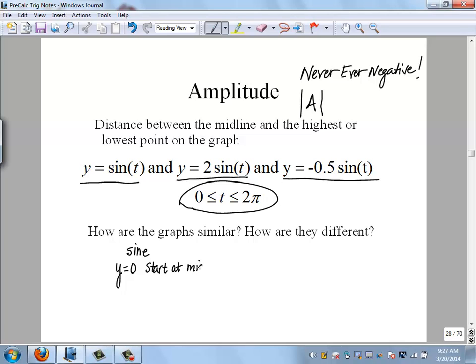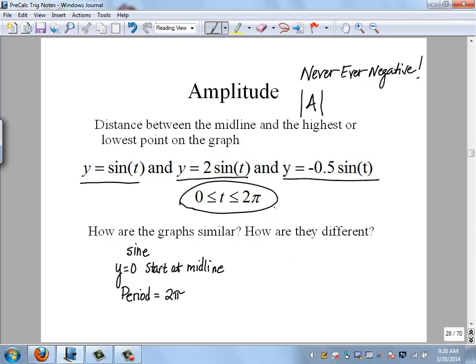How do I know that? Because I didn't add or subtract anything after that. That's an outside change, so these will all be right at the x-axis. And all their periods are 2 pi because that's how long it takes me to see an entire curve. All right? How are they different? I'm going to put this up here. So how are they different?